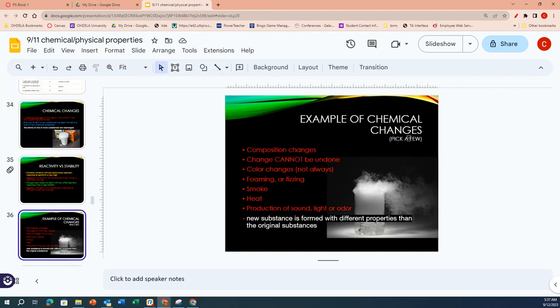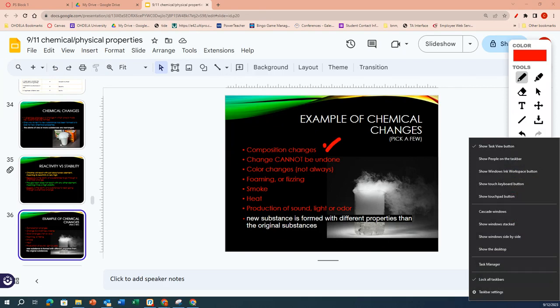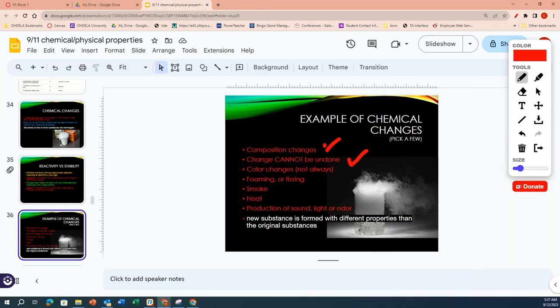Examples of chemical changes, pick a few. Composition changes. A change cannot be undone, so that composition changes. Changes cannot be undone. Color changes, not always. Foaming or fizzing, smoke, heat, production of sound, light, or color. New substances are formed with different properties than the original.